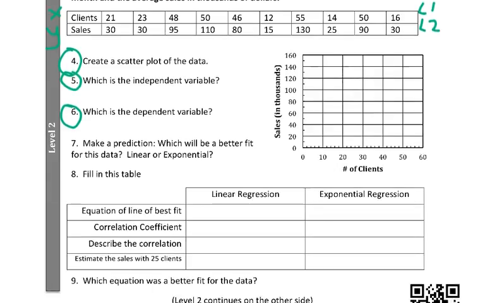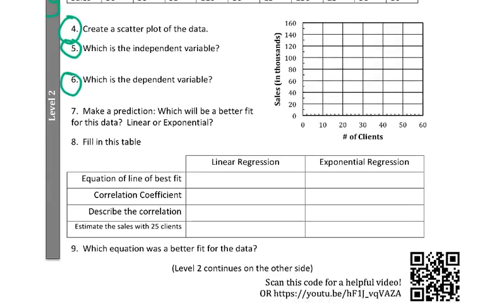And then, after that, you need to fill in this table. So what you'll want to do is go through the process to figure out the linear regression. You're going to write the equation, write the correlation coefficient. You need to describe it using 2 words. Remember, correlation is always described with 2 words unless it's just no correlation. And then you're going to estimate how many sales with 25 clients by plugging a 25 into the x of your equation that you wrote up here.